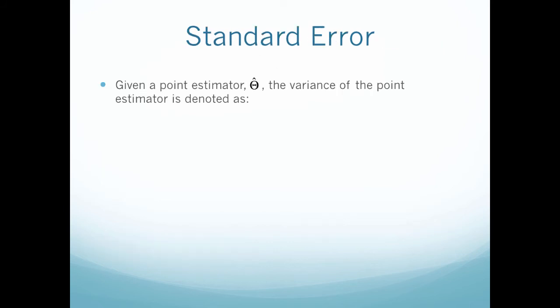Now let's get into standard error. Given a point estimator, or capital theta hat, the variance of the point estimator is denoted by this. The variance here would just equal sigma squared over n. We talked about this formula before with sampling distributions. It's the same concept, where we now have a distribution of many different samples and their point estimates.